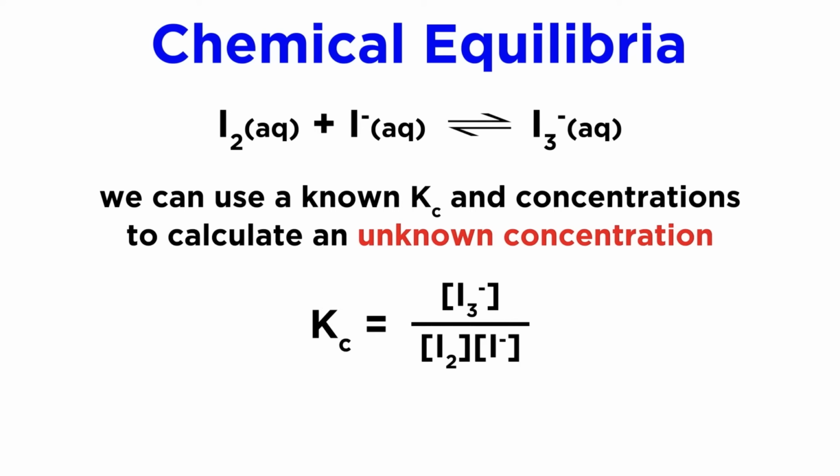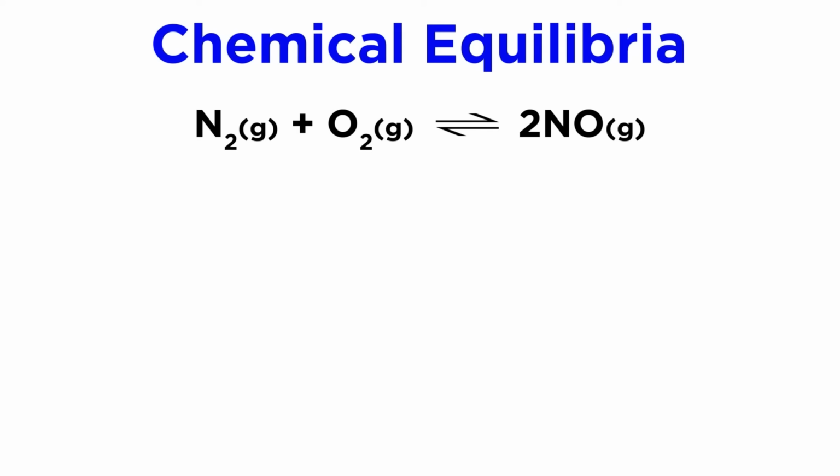What if instead we already know Kc and want to use this to calculate one of the equilibrium concentrations that we don't know? To do this, we can take the Kc value and other known concentrations and plug them into this expression. Take for example the following equilibrium.